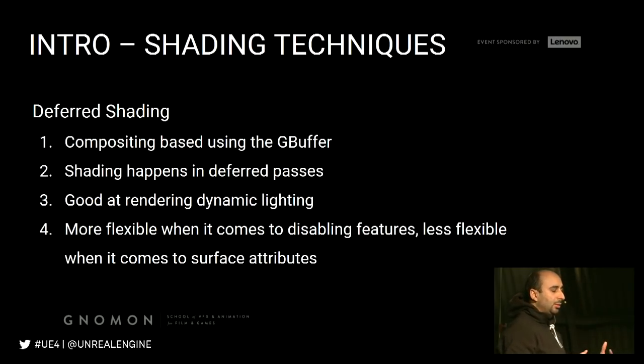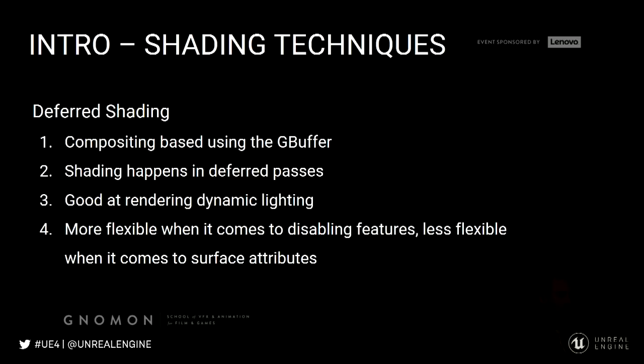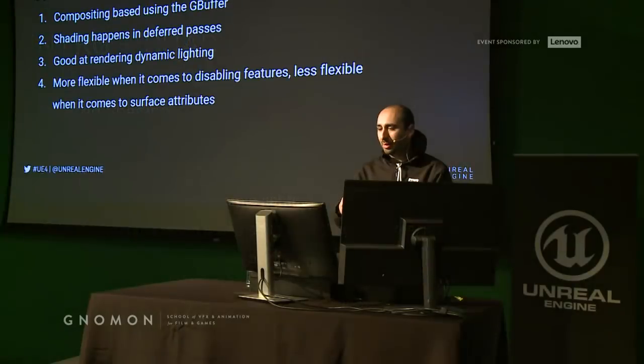So what are the differences, or the high-level features, of deferred shading and forward shading? Deferred shading is a technique based on compositing multiple passes and using those passes to calculate the shading. Generally, it is good at handling dynamic lighting, of course, if we adapt to the guidelines. It's also flexible with disabling and enabling features because it's compositing based, so it's really easy to switch features. However, it's a little bit problematic when handling surface attributes like transparency.